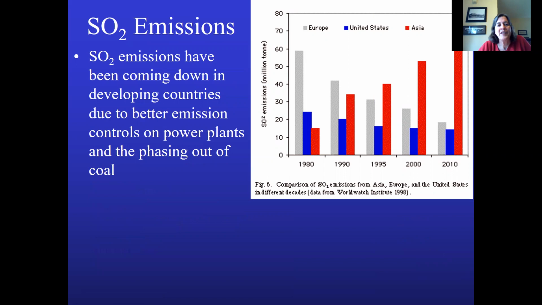They've been coming down in developing countries due to better emission control. So even for our coal plants that we still have today, we have put scrubbers and things on them to keep that sulfur from getting out in the atmosphere. It's just not a perfect process. And then, you know, people like me with my evil little oil burning furnace, I'm still putting sulfur out there.